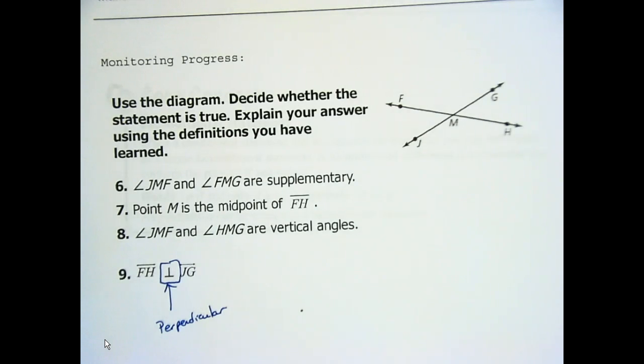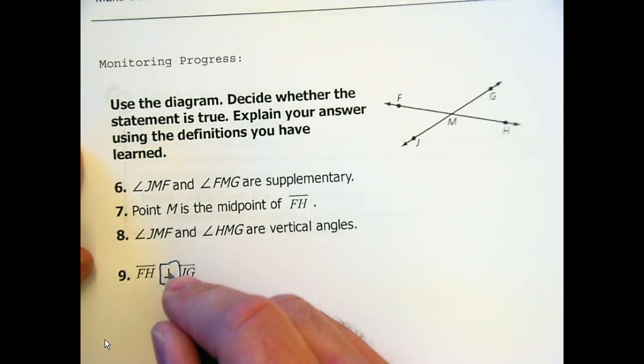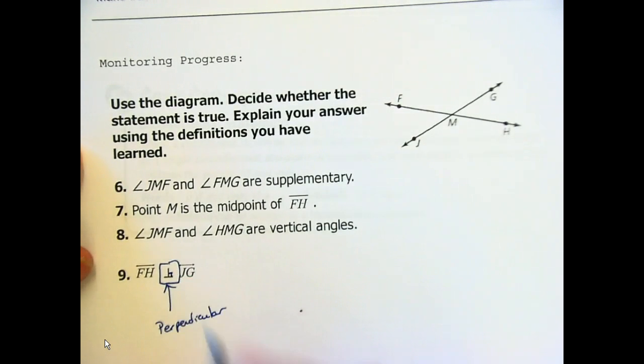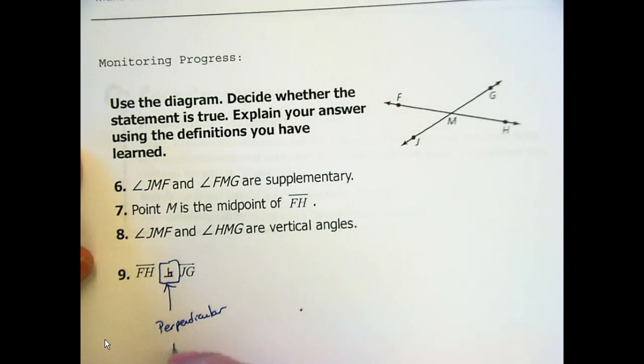Yes, Carlo. Yes, Danica. Good. When they intersect at a right angle. They have to make at least 2 right angles, but yes, that is perpendicular. So they intersect at a right angle. Upside down T. Okay?